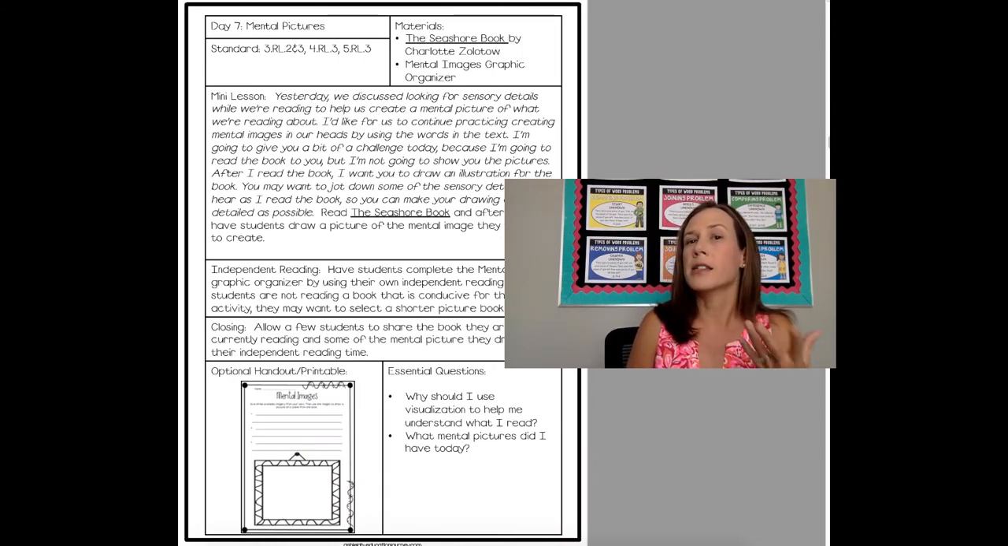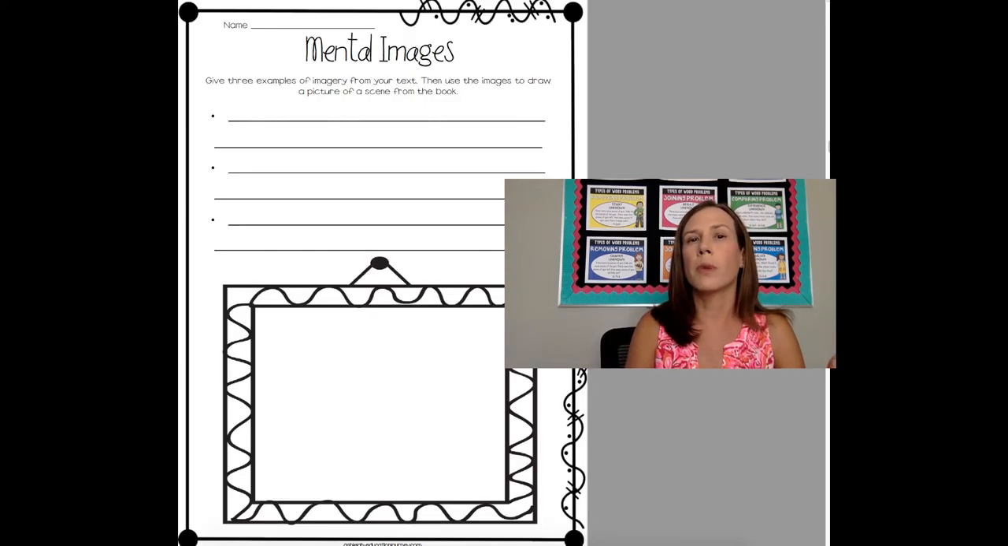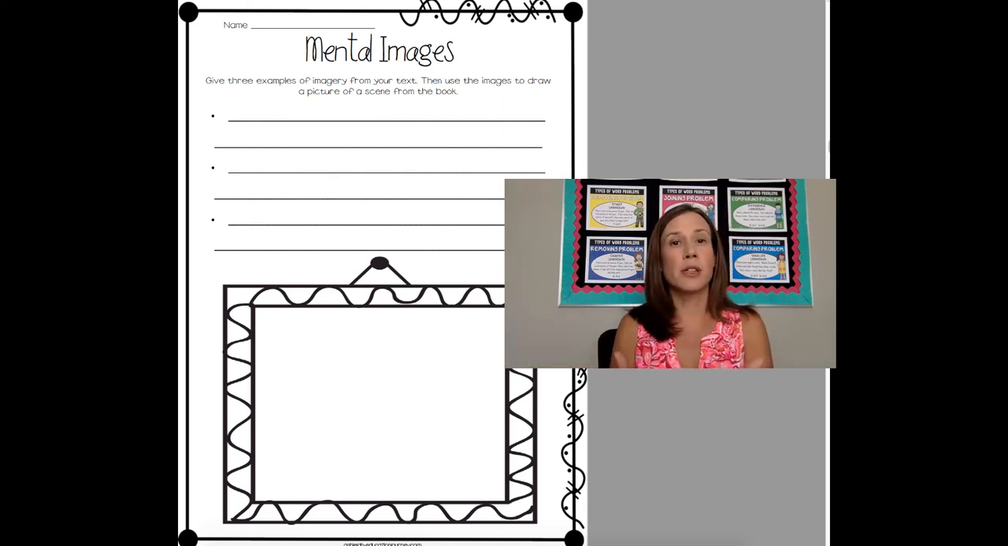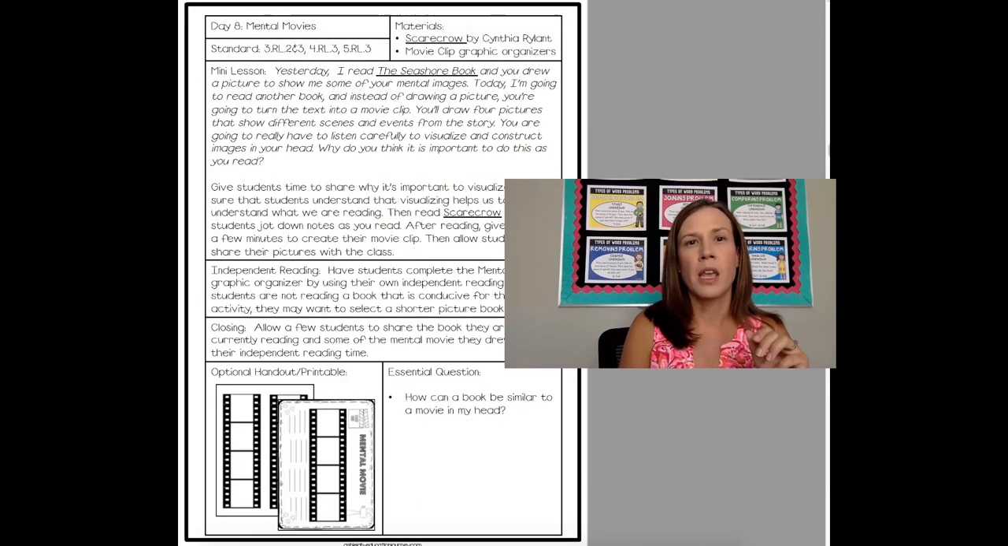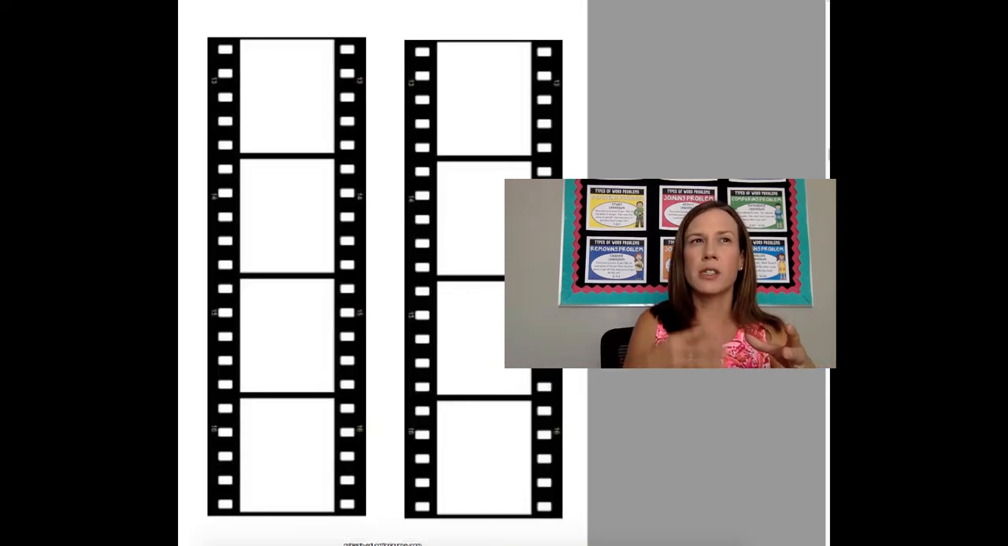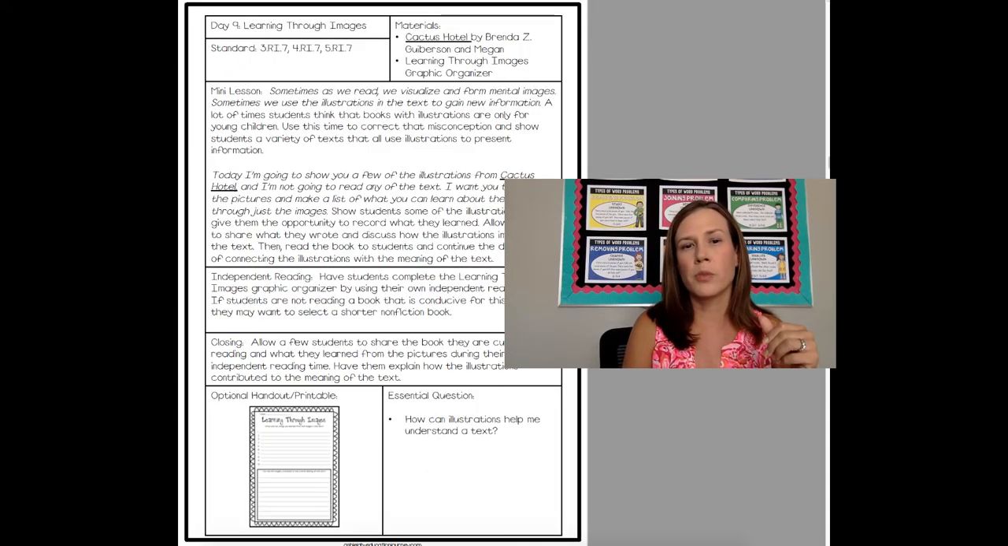And then I read the Seashore book on Tuesday, which is just another fabulous book for creating mental images. And we just really focus on how visualization helps us understand what we read. And then, of course, there's an optional printable that students could use for the text they're reading rather than the mentor text. So even if the mentor text is done as a whole group, this could be done in your reading groups or as students independently read. And then we have the Scarecrow, where students are learning how to piece the images together to create a mental movie as they read, and just different optional forms you can use.